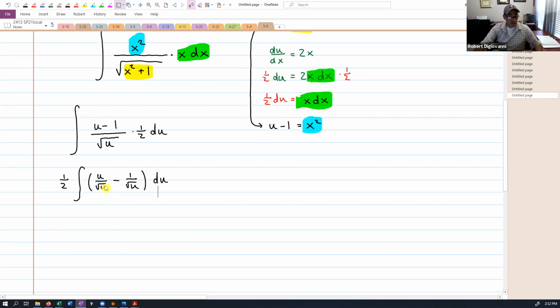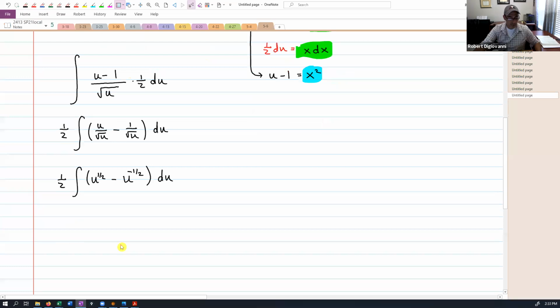And now you can just simplify these using algebra, right? This becomes 1/2 integral of u to the positive 1/2 minus u to the negative 1/2. Does anyone have any questions on how I got from here to here? Do y'all understand the algebra going on here? Yes.